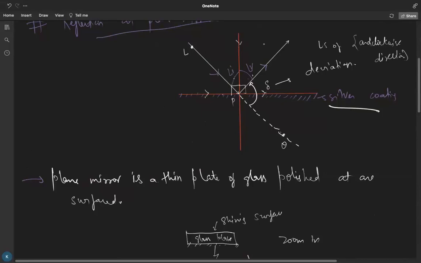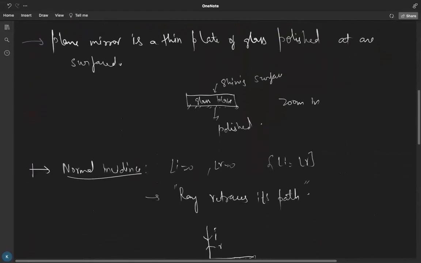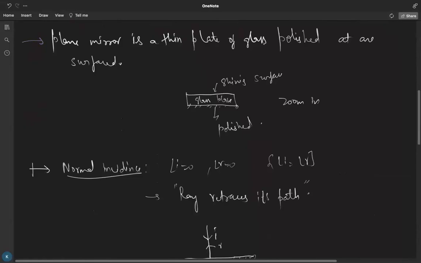So what we get is that we derive some terms like normal incidence. Normal incidence is when the angle of incidence is equal to the angle of reflection, which is equal to 0 degrees. In this case, a ray of incident light retraces its path.